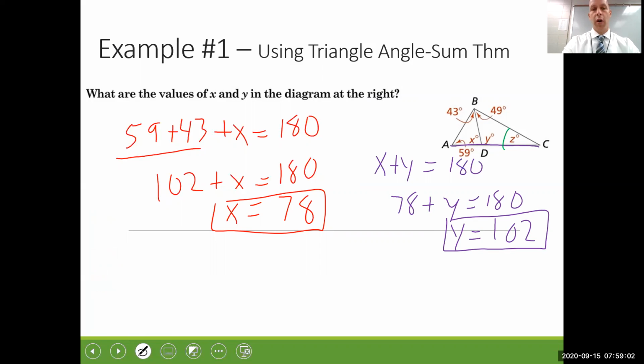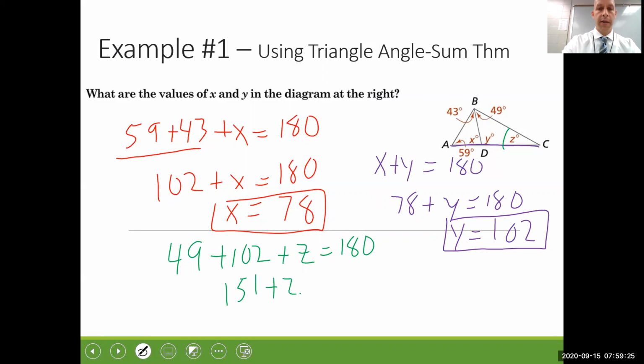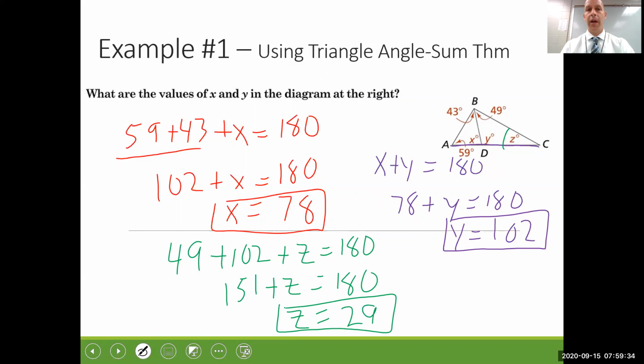Well, again, that's another triangle. So I could take the 3 angle measures, which is 90 or 49, plus y, which we just found to be 102, plus z equals 180. Again, I have a 2-step equation, and I'm going to solve that. So 102 plus 49, that's going to be 151, plus z equals 180. And now I'm going to subtract 151 on both sides, and that's going to give me 29. So z is 29. So I've been able to find x, y, and I should have had z in here as well.